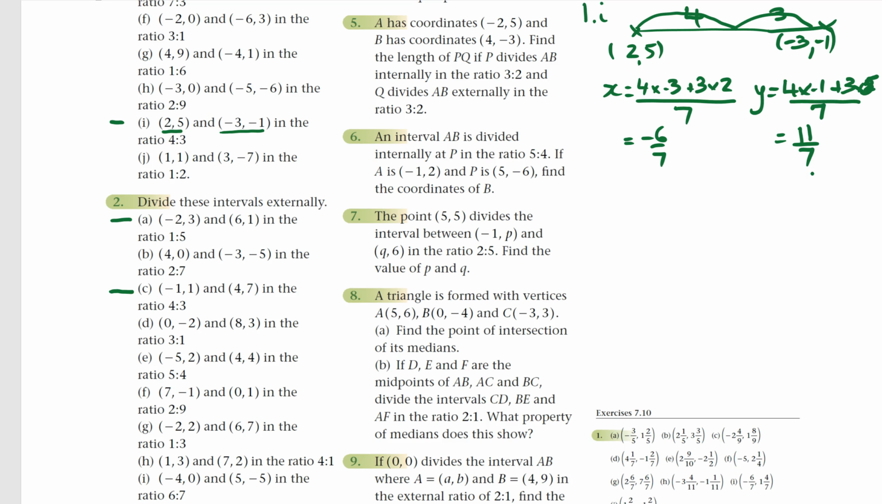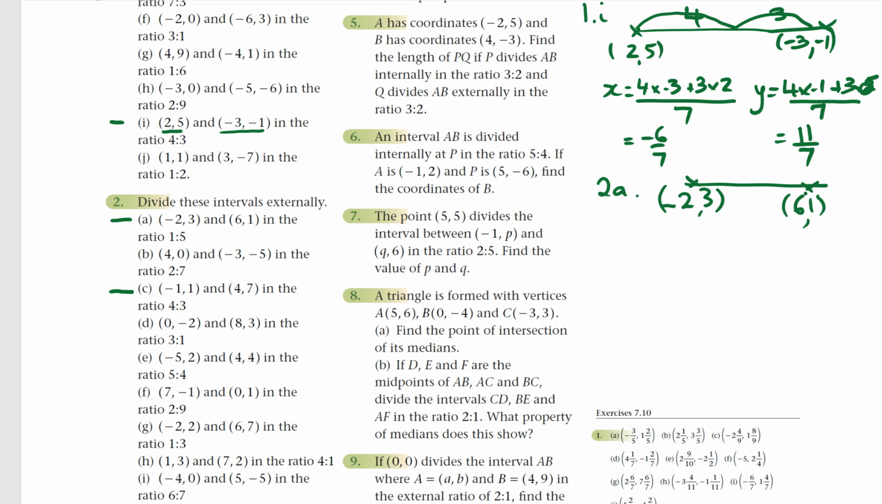Okay, so let's have now a look at dividing intervals externally. So the thing about the external division is that, and again, I just have to make sure I do it. Now this one actually makes sense to me, minus 2, 3 and 6, 1. So I know that when I divide externally, then my ratio is going to be negative. And again, I've got this funny little quirk of making things that go to the left negative and things that go to the right positive.